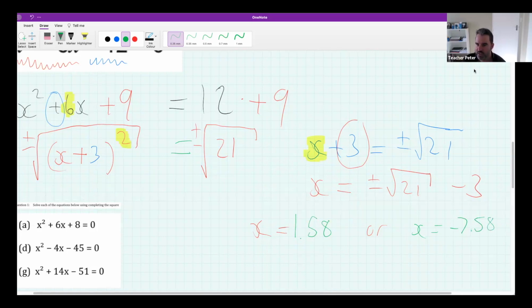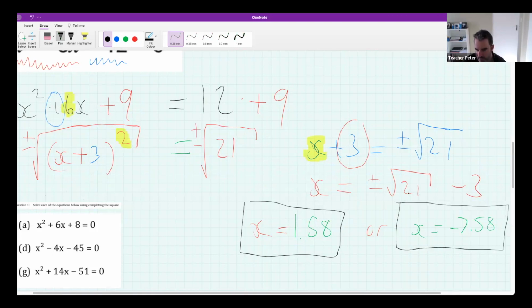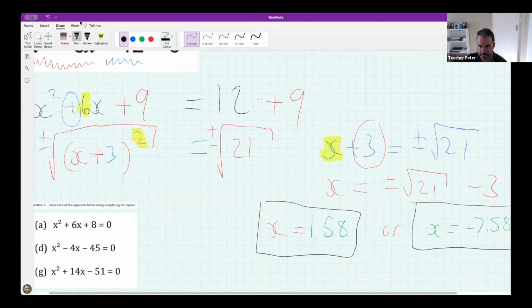Now, what's interesting is that the answers are decimal and messy. That's because there was a surd involved. But the good news is this method will solve any quadratic equation. But if given a choice, you would normally use something called the quadratic formula, which I'm going to teach you about. But if they say you have to do it by completing the square, then you would use this method.